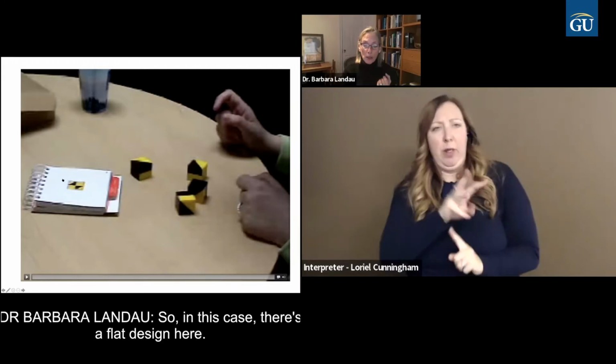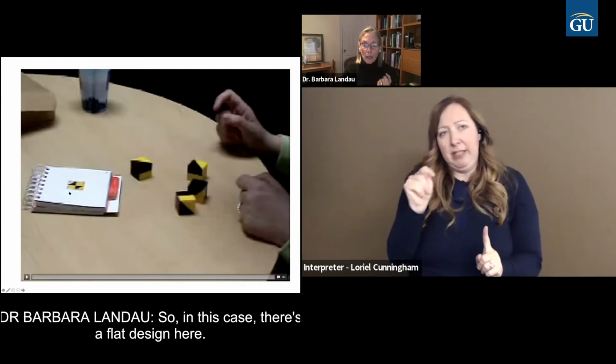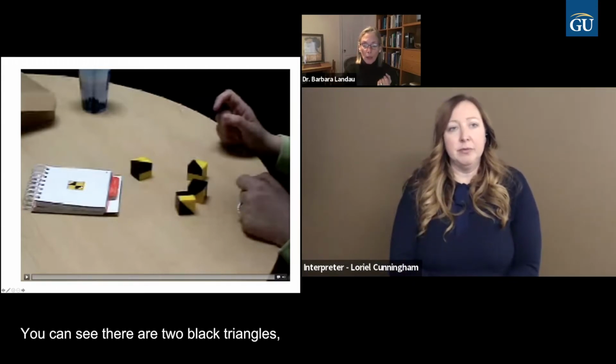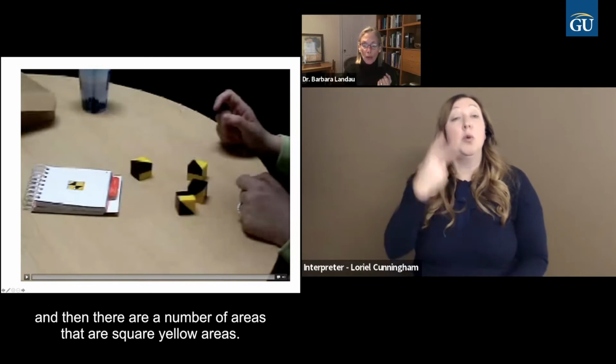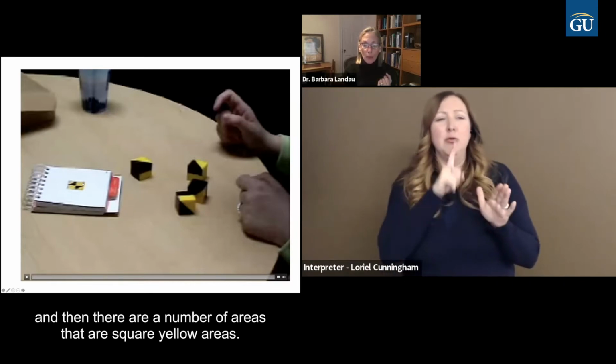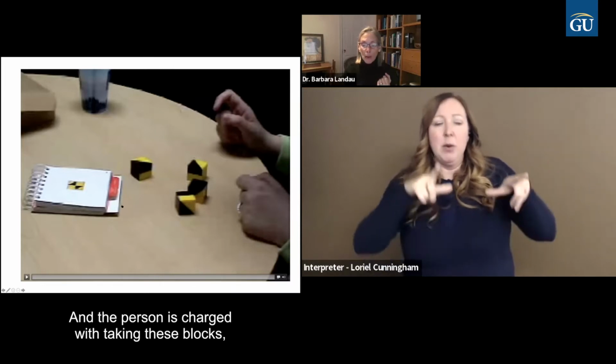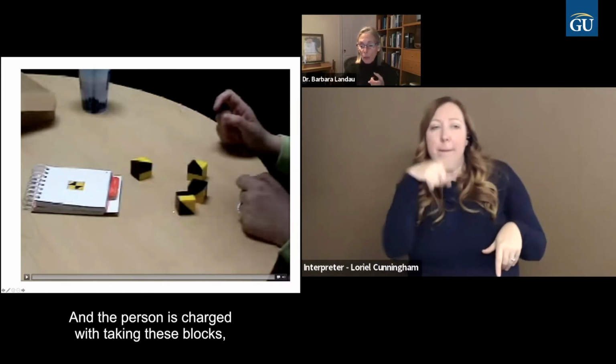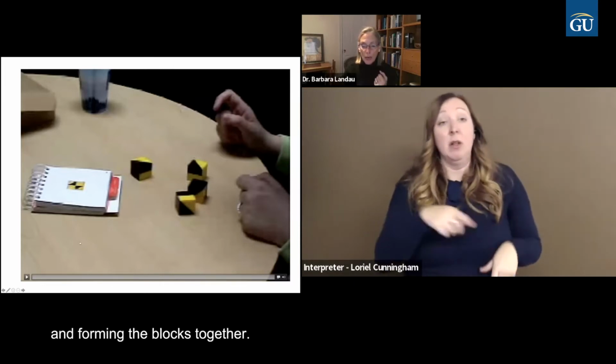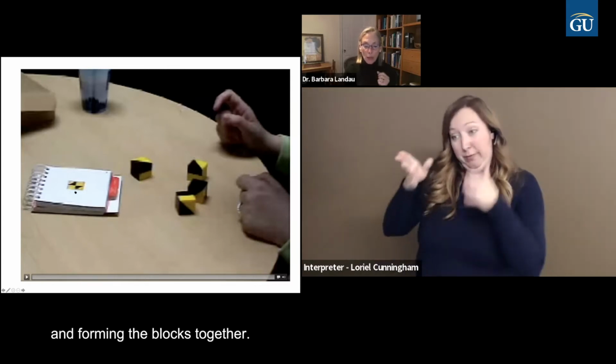So in this case, there's a flat design. You can see there are two black triangles, and then there are a number of square yellow areas. And the person is charged with taking these blocks, which have different designs on each side, and forming the blocks together so it makes that pattern.